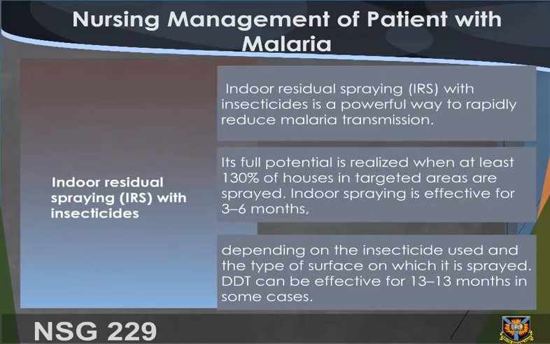Indoor residual spraying, IRS, with insecticides. Indoor residual spraying with insecticides is a powerful way to rapidly reduce malaria transmission. Its full potential is realized when at least 80% of houses in targeted areas are sprayed. Indoor spraying is effective for 3 to 6 months, depending on the insecticide used and the type of surface on which it is sprayed. DDT can be effective for 9 to 12 months in some cases.